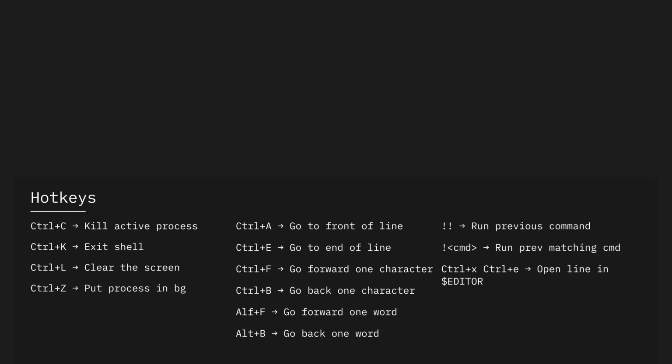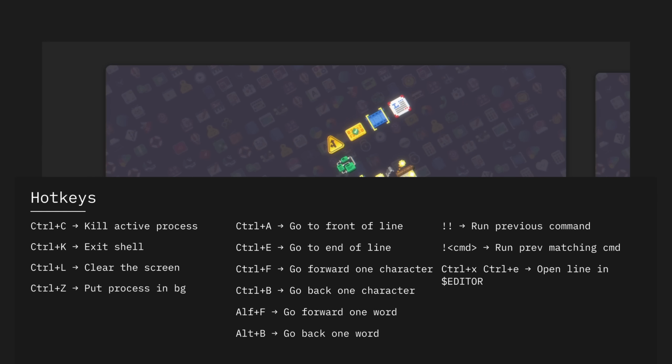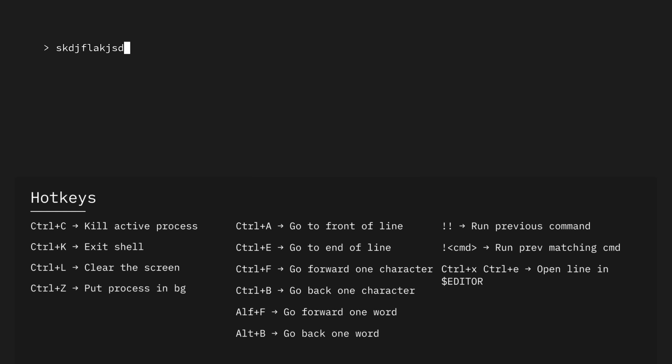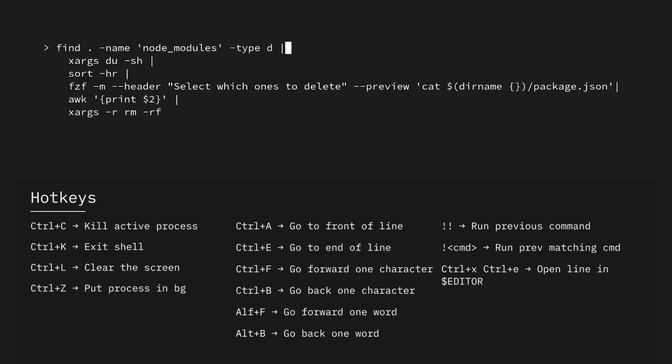Now you probably know about Ctrl-C to kill your active process, and maybe Ctrl-D to exit your shell, and maybe you've seen Ctrl-L to clear the screen. To jump to the front of your line, use Ctrl-A, Ctrl-E will bring you to the end, Alt-F moves one word forward, and Alt-B moves one word back.